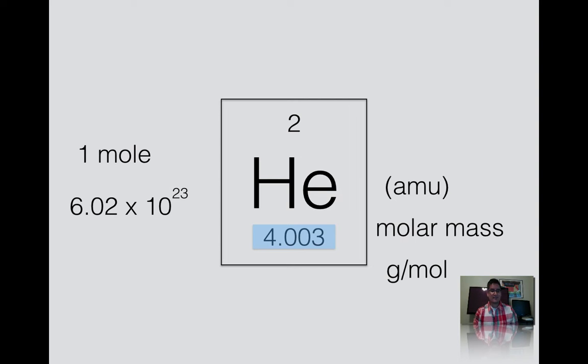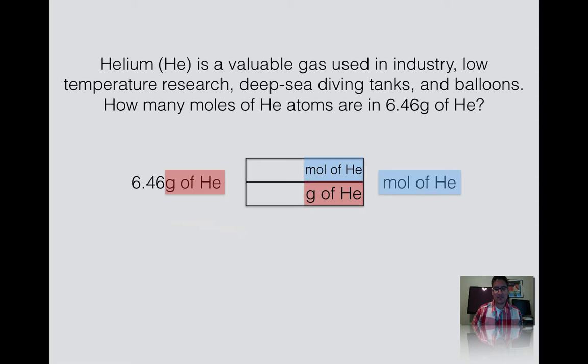So if I get 1 mole of helium, or 6.02 times 10 to the 23rd power atoms of helium, and I put them together, it will come up to a mass of 4.003 grams, right? And that's grams per mole. That's my molar mass. That is 1 mole of helium. So this is that conversion factor. This plays a key role in this. So again, 1 mole of helium is how many grams? 4.003 grams. So that's my conversion factor.